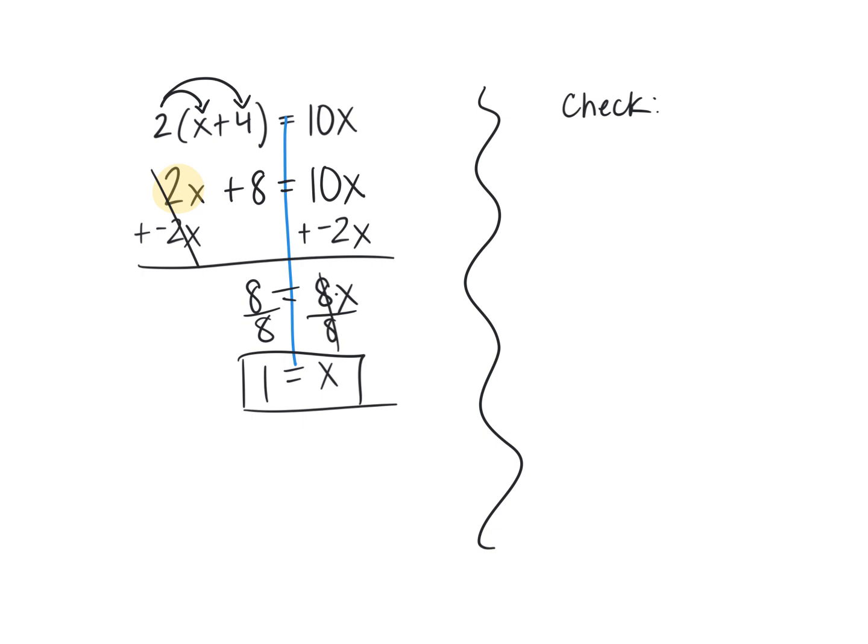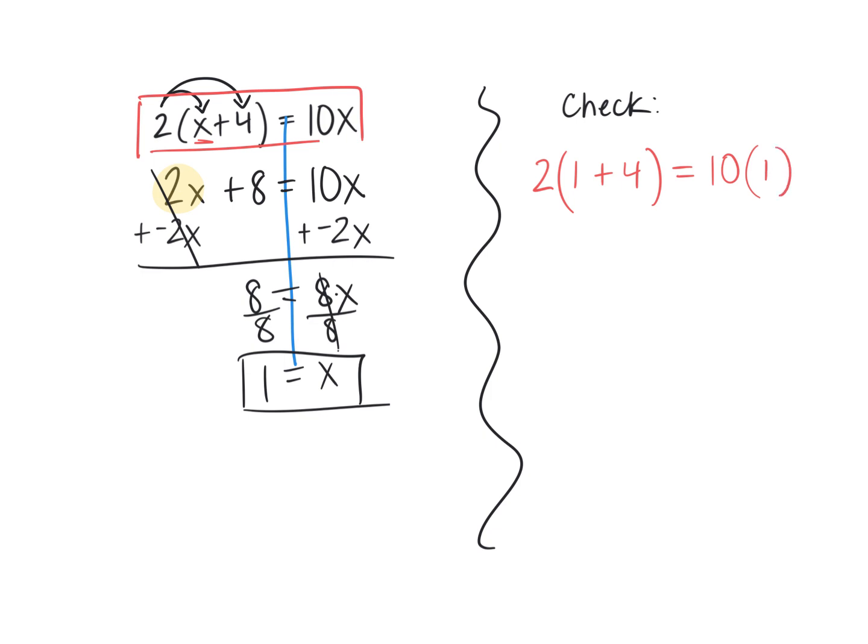All right, now let's do a check on this one to see if we are correct. When you do a check, you need to go back to the original equation. I'm going to rewrite it, and instead of an x, I'm going to put a 1 there, plus 4, and then it says equals 10. Instead of x, I'll put a 1.